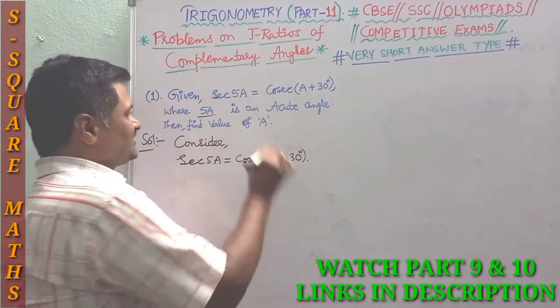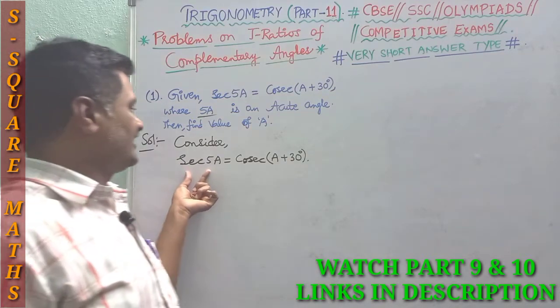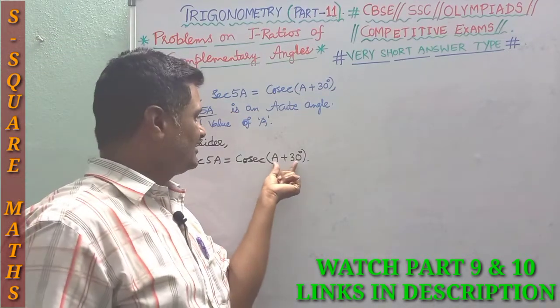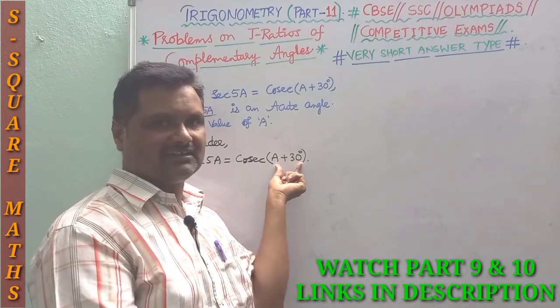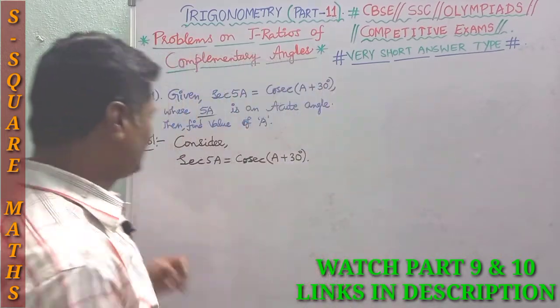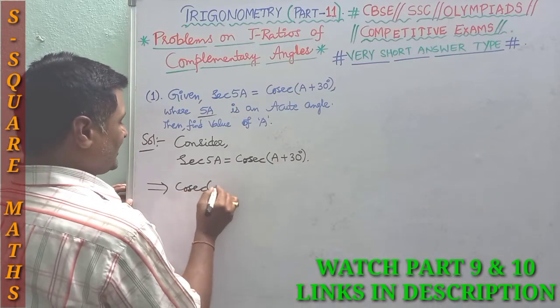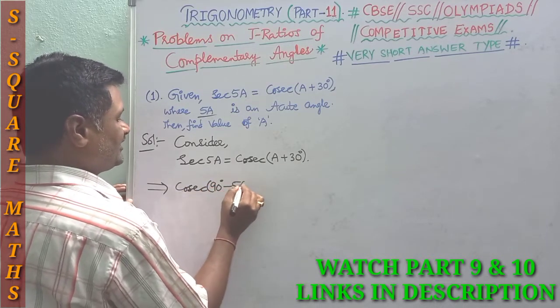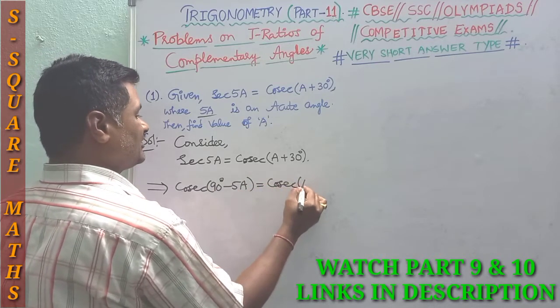So 5a is an acute angle, given. So I am changing the LHS. You can change the RHS also, but here with respect to theta you have two terms. It is a little bit complicated. So I am changing sec 5a. Now I can write it as cosec of 90 degrees minus 5a is equal to cosec of a plus 30 degrees.